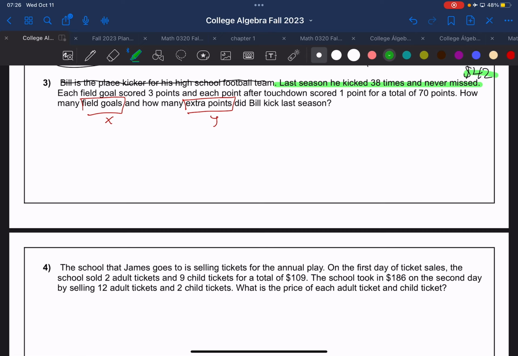So what would that equation look like? It's only giving us one number, right? It's only giving us that 38. So it's going to be x plus y equals 38. Yep, x plus y equals 38.